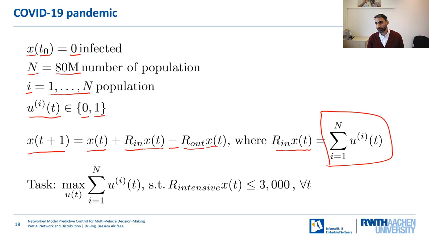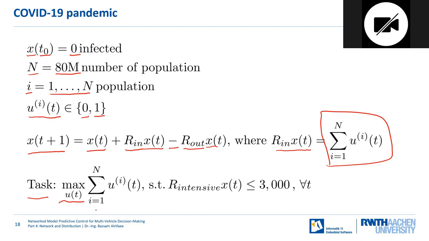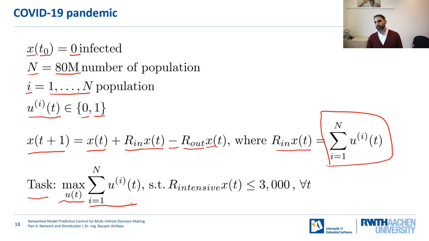And the task, before saying it, because it's weird, the goal is to maintain life running, to maintain maybe the economy running, right? And for this, this is weird modeling. You shouldn't model like this, but this is just a fast solution. We want to maximize the number of infected people, right? Here you see the sum of infected people, we want to maximize them.